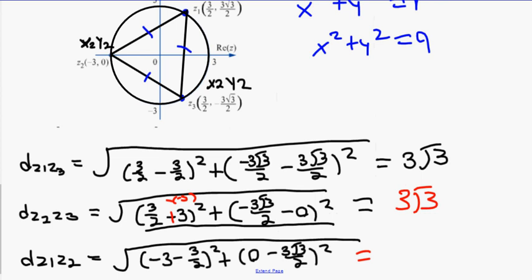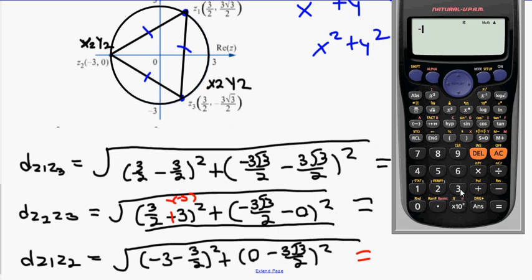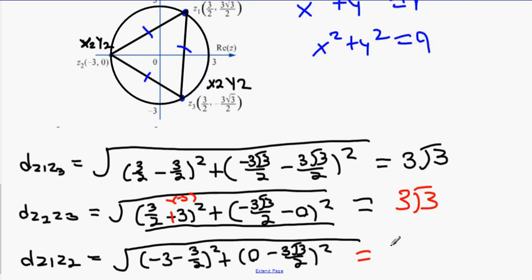Okay, and we're hoping the third one will also be 3 root 3. So let's find out. So we're going to get minus 3 minus 3 over 2 equals, we're going to square this answer. We get 81 over 4, and then we're going to plus 0 minus 3 root 3 all over 2, and then we're going to square that, and once you square that you get 27. Square root your full answer, and that one is also 3 root 3.